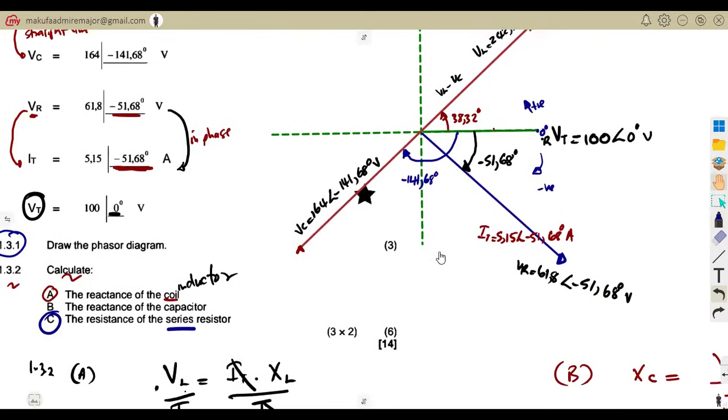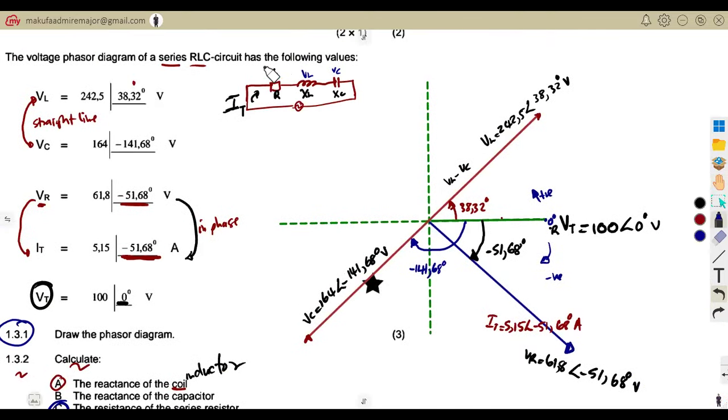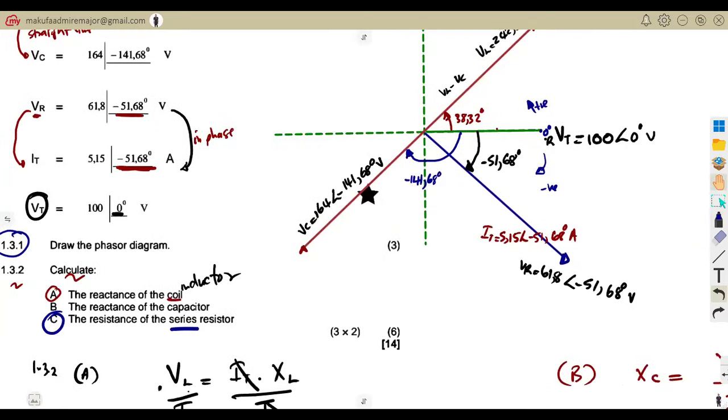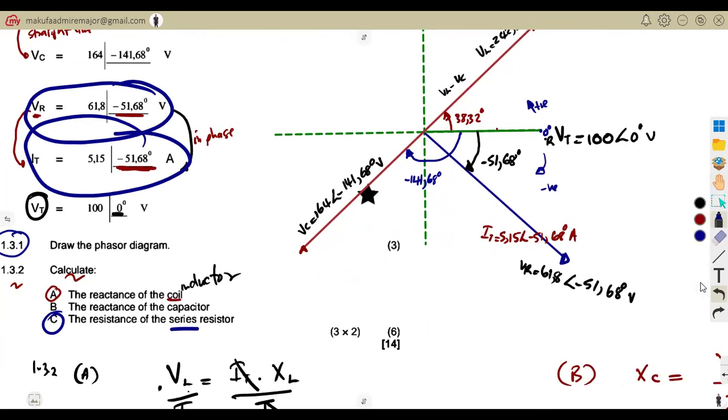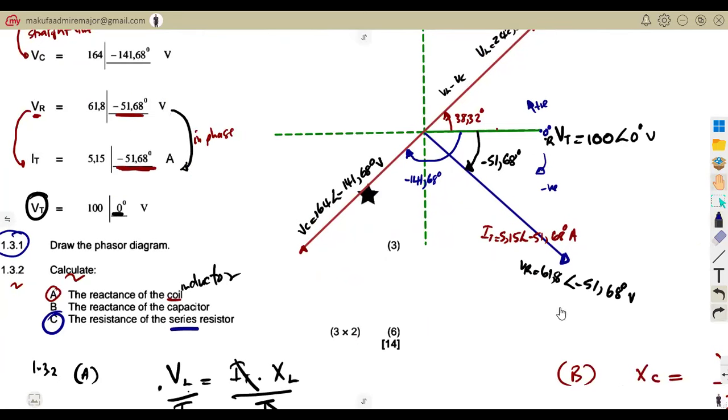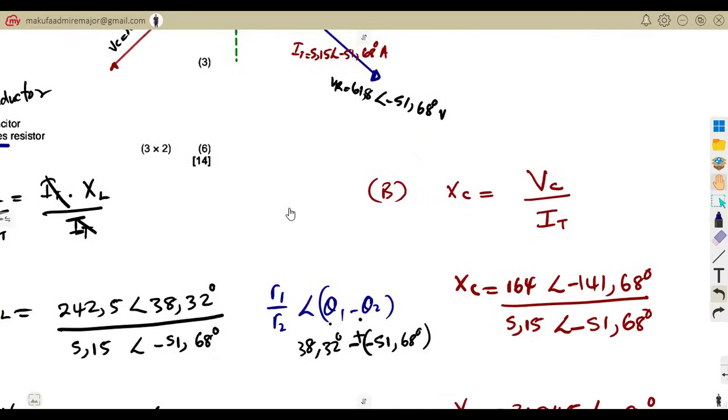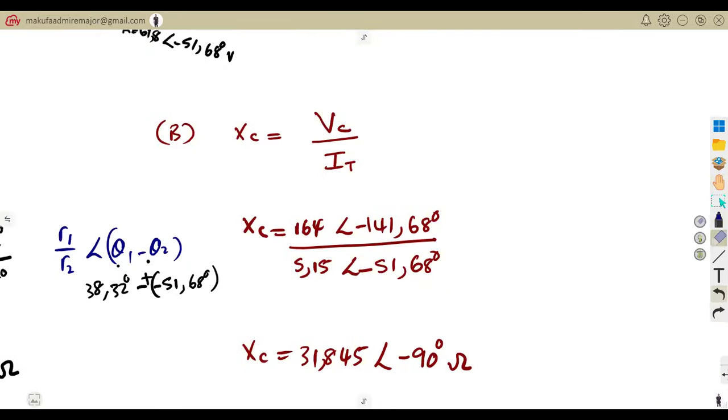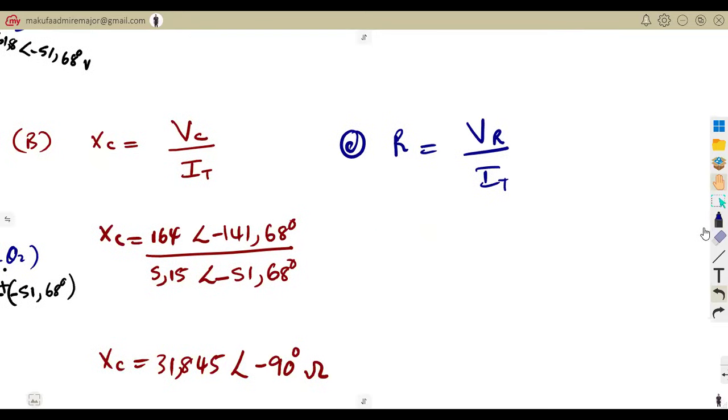Considering the resistance of the series resistor, this time we are supposed to use the voltage across the resistor, our VR. All right, and we have our VR in this case, and our IT is also given. So we're going to divide those two. That's the C part. We need the resistance this time. That is simply the voltage across the resistor over the total current. Remember, in series, the current there is going to be the same.